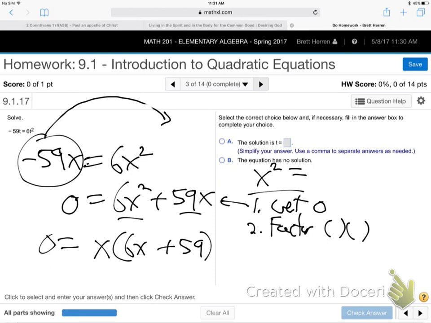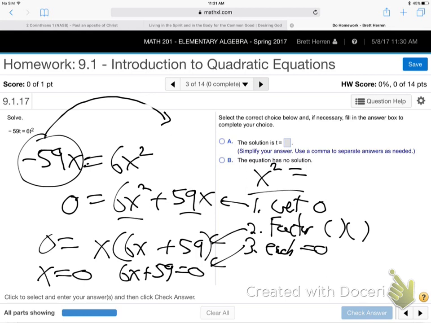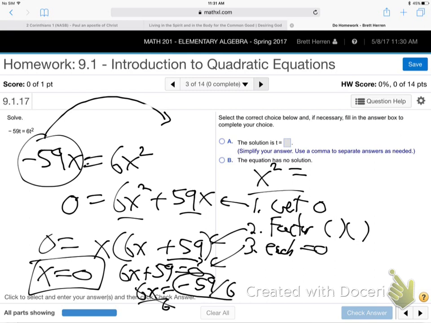And then set each one equal to 0 separately. So x alone is 0, or 6x plus 59 is 0, right? Each equal to 0. This one's done. x equals 0. x is already alone there. Now the other one, just jump the 59 to the other side, and we get 6x is negative 59. And then divide by the 6. And so that's the other answer. So the answers are 0 and negative 59/6. We good there? Questions on that one?